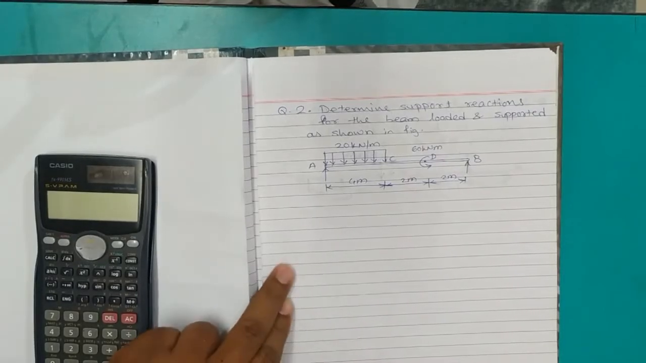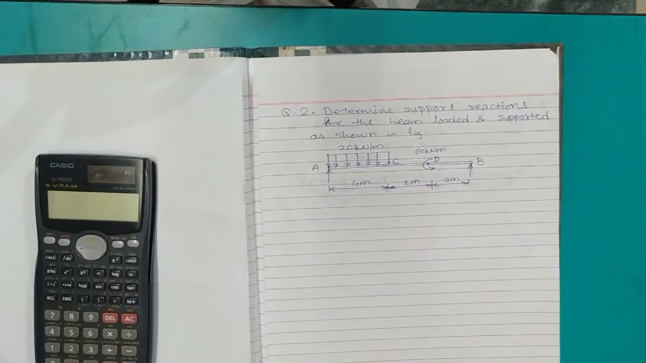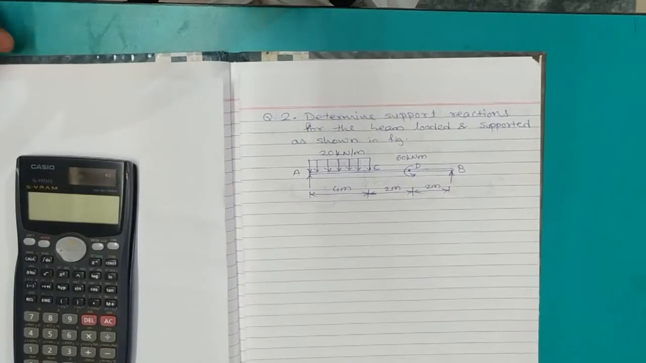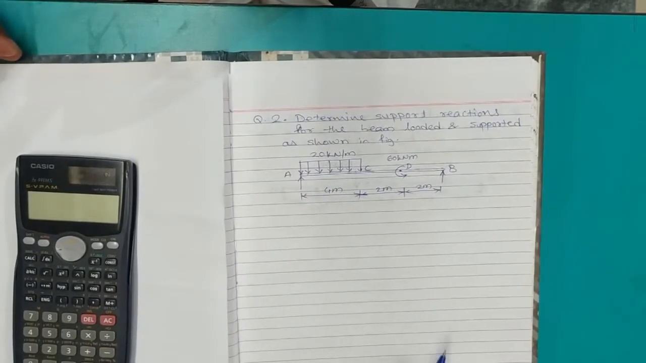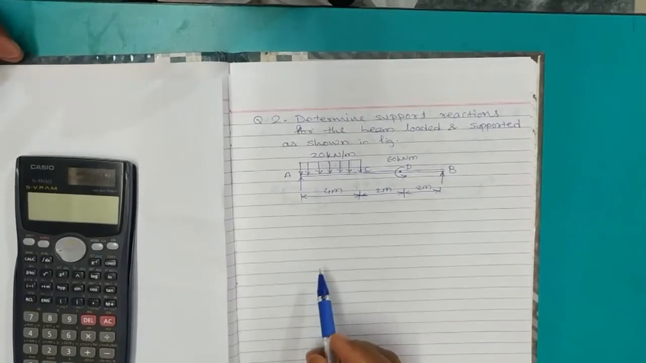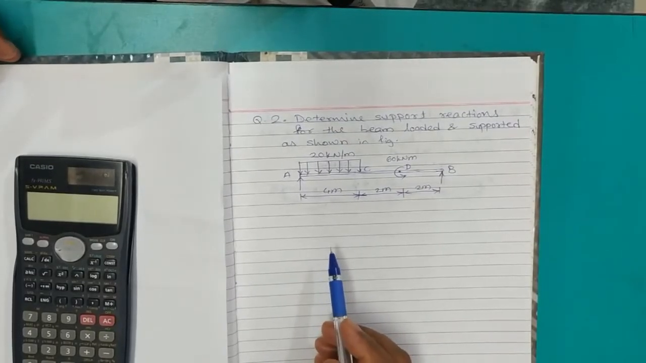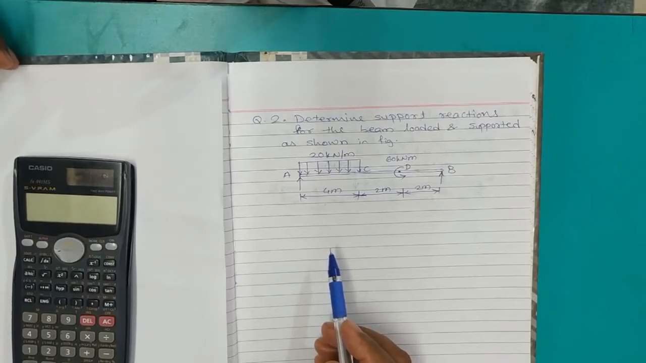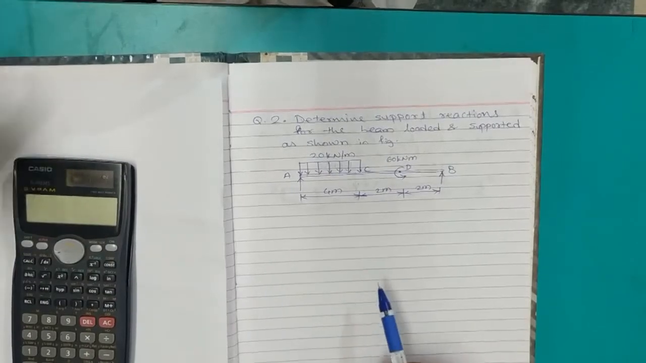Hello everyone. Let's continue solving questions based on numericals based on equilibrium of beams. Let's read the question. Determine support reactions for the beam loaded and supported as shown in the figure. The diagram is given with the question itself.